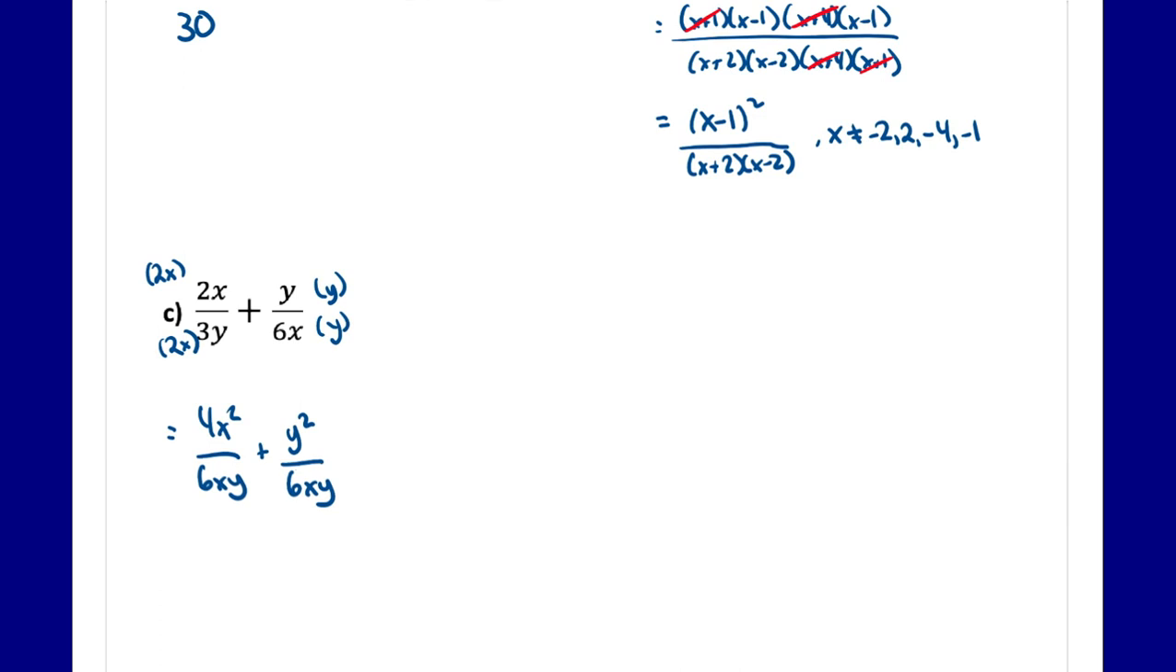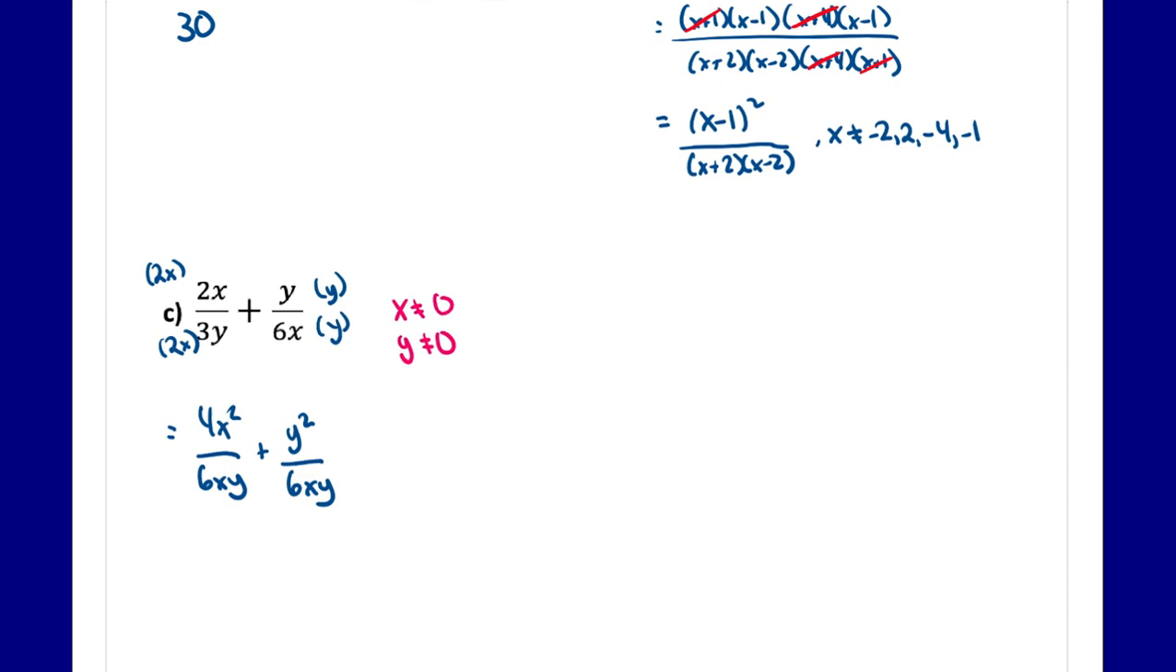Technically, before I did that, what I should have done is look for restrictions, of which there are 2. So initially, x cannot equal 0 and y cannot equal 0. So I should have looked for the restrictions at the beginning. However, it doesn't really change anything when we go through because nothing new really comes up.